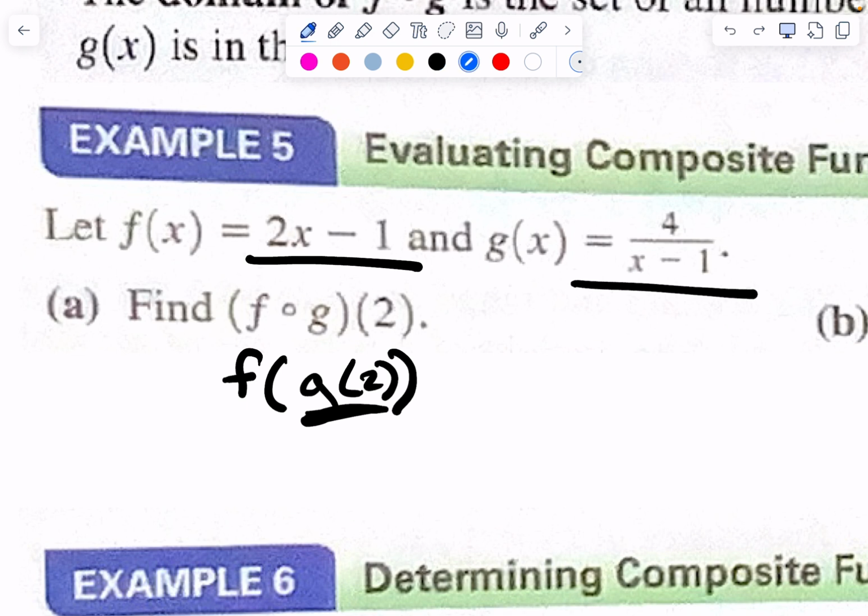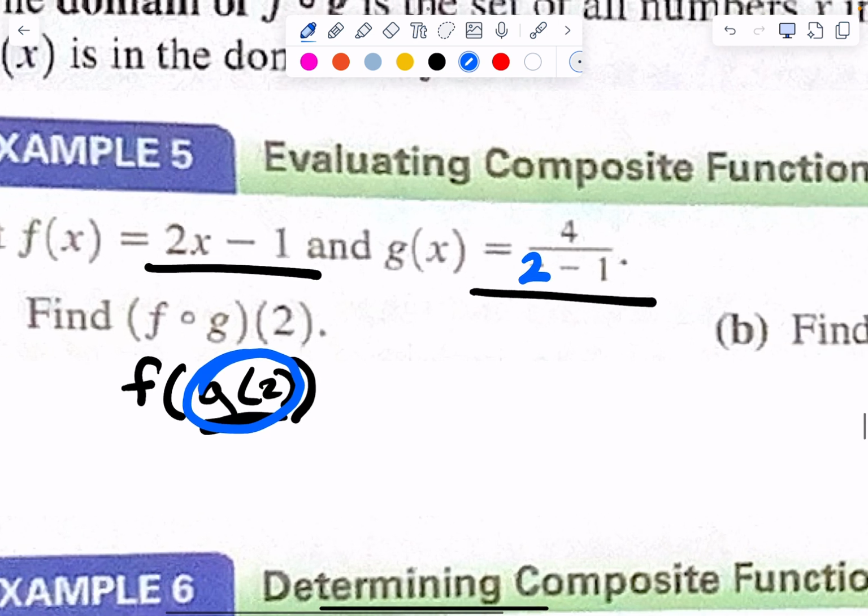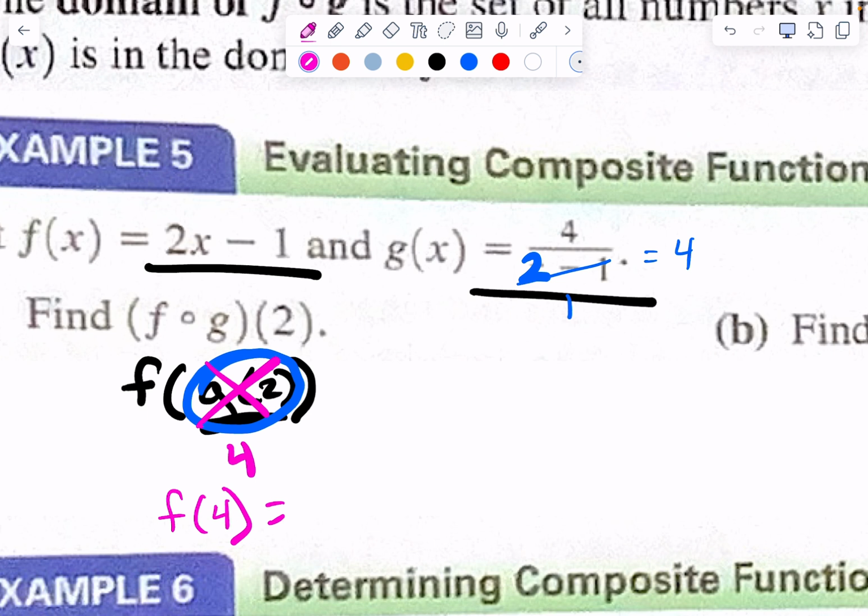So I start from the inside, I put 2 in for g first, okay? And if I put 2 in there, 4 over 2 minus 1, 2 minus 1 is 1, so 4 over 1 is 4. So this guy, g of 2, comes out to be 4, right? Now I am finding f of 4. It's like I've applied the sale, and the sale gives me $4. Now I'm taking that $4 and I'm plugging it into the coupon. And if I plug 4 in here, I end up getting 8 minus 1, 7. Final answer is 7, right?